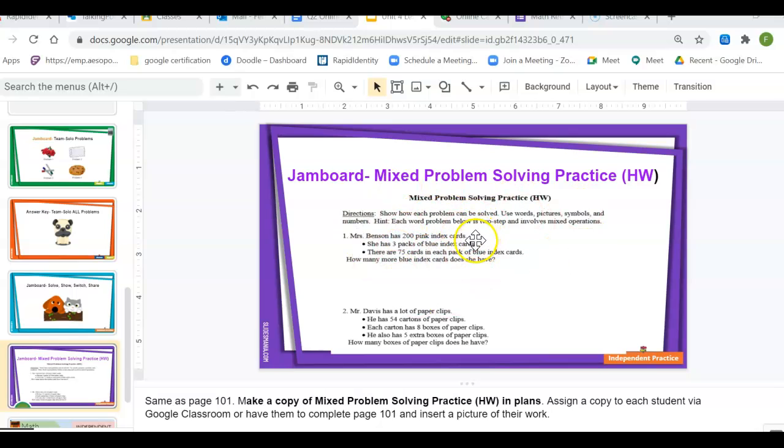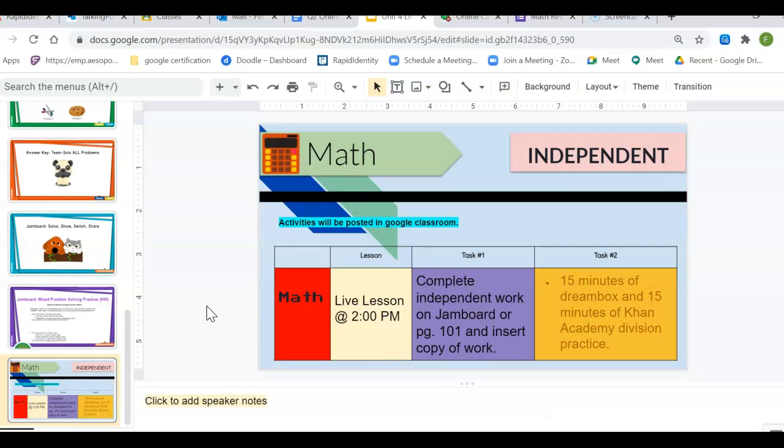Mixed problem solving practice. It's just more multi-step problems that you have to work on. I want you to get more practice on it. Remember to do your cubes, guys, before you actually start solving the problems. So that's your independent work. Make sure you get that done.